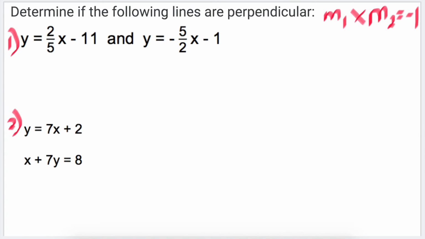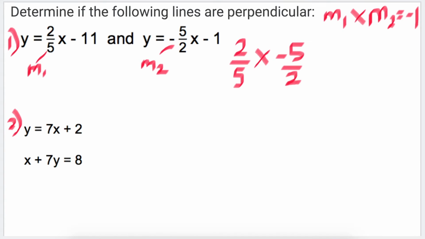Let's determine if the following lines are perpendicular. So the rule for figuring out if lines are perpendicular is that when you multiply the slopes of the two lines, the answer should be -1. So the first thing we're going to do in these two lines is identify the first slope and the second slope. The first slope is +2/5 and the second slope is -5/2. So if we multiply 2/5 times -5/2, our final answer should be -1. So let's go through the process.